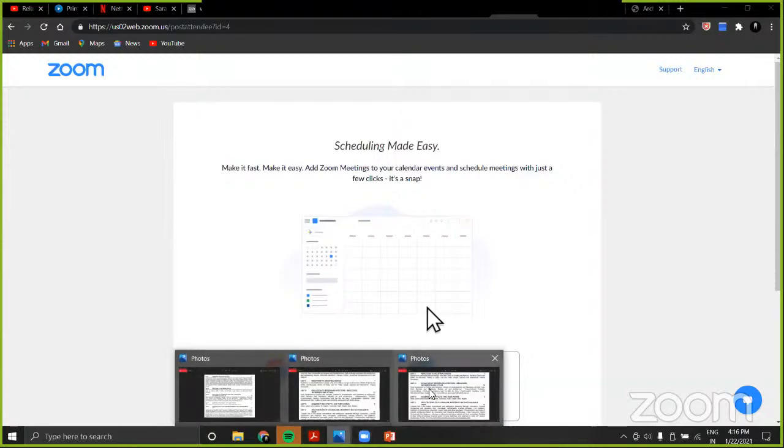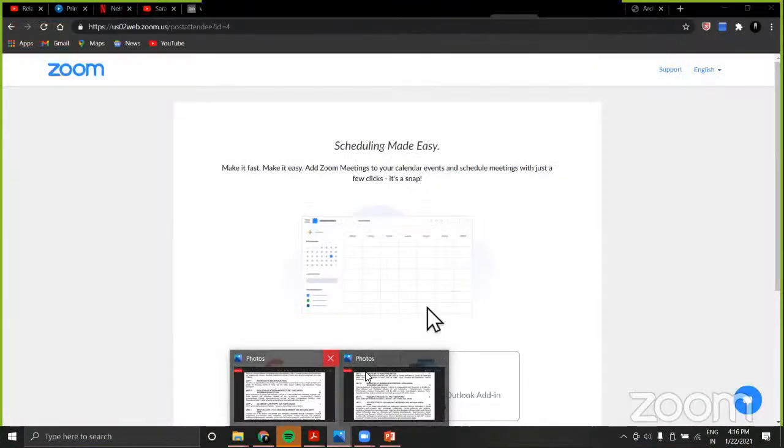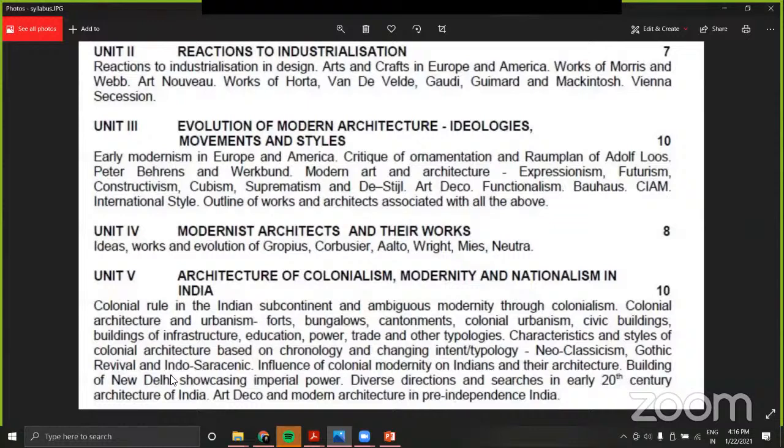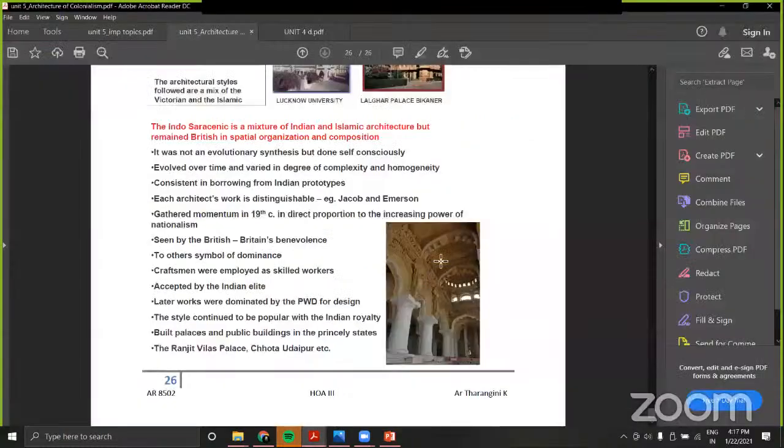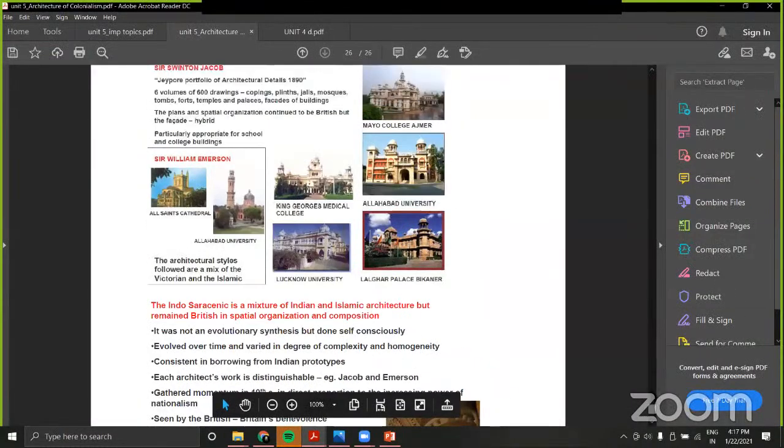So Unit 5 comprises colonial architecture, and how Indo-Saracenic and neoclassicism all influenced India. We are going to see all those things, and the Art Deco movement in pre-independence and post-independence. So we will see all these things. Yeah, we will move on with Unit 5.